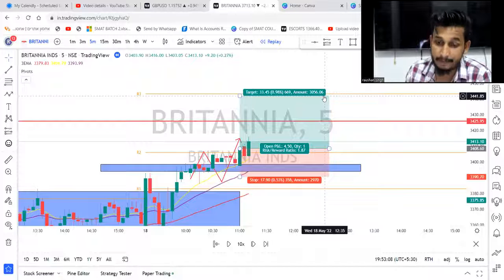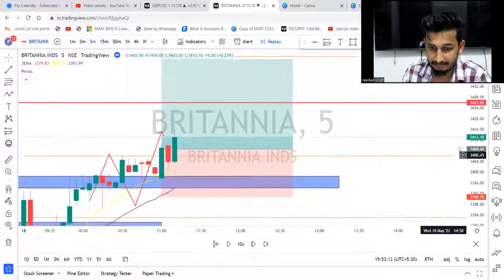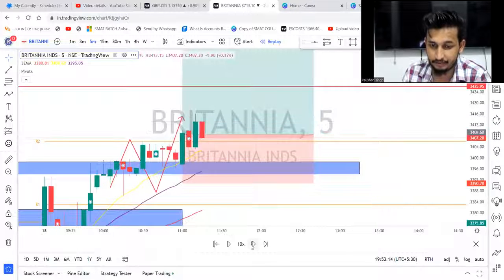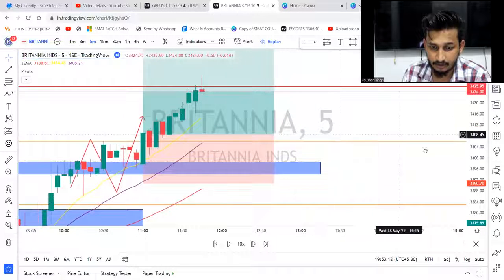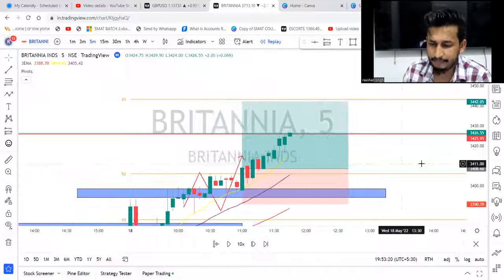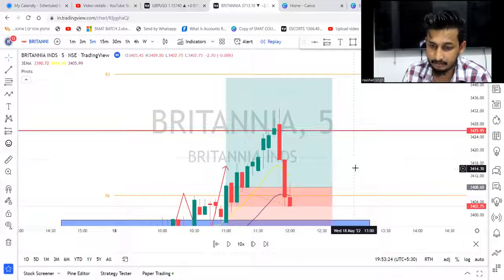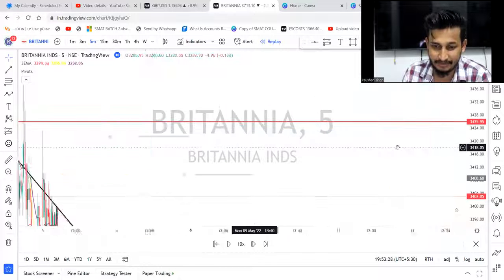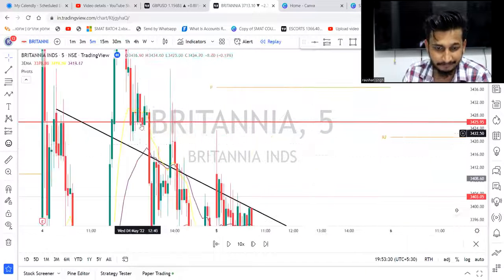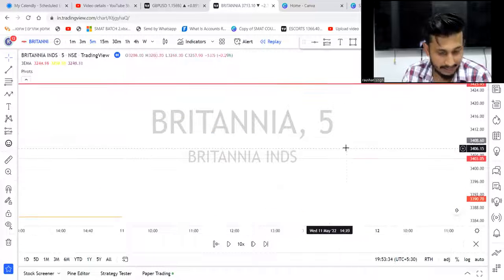But that also depends on the candle movement. If the candles have great movement, I will continue. Here, I will prefer to book like 25% quantity and hold the remaining. Again, the market reversed. It was not able to break this level. All of a sudden, selling came.